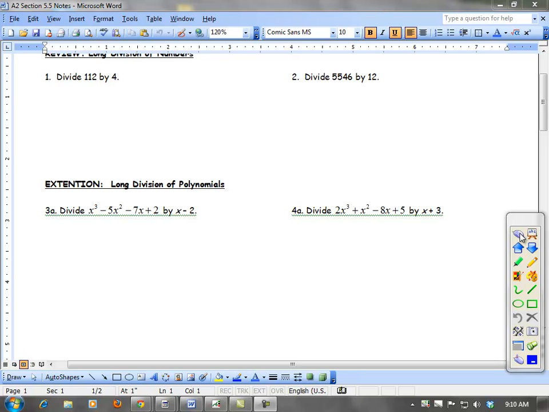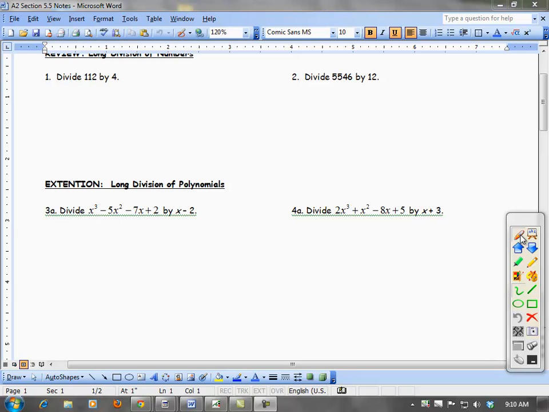Welcome to section 5.5. We are doing long division today, and before we even try to start with polynomials, I want to make sure that we understand the long division of regular numbers, of real numbers. This is something that you did in 4th or 5th grade, but from what I've heard from students, some of the teachers taught it in different ways.